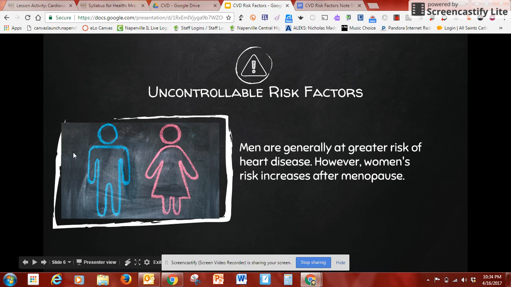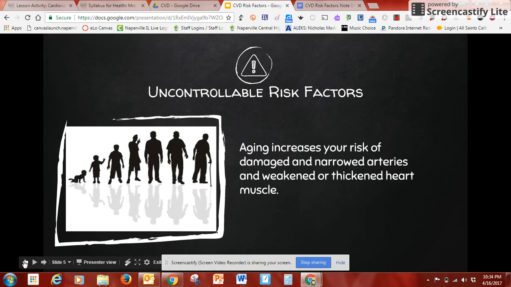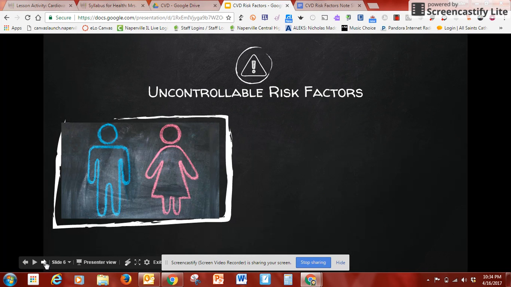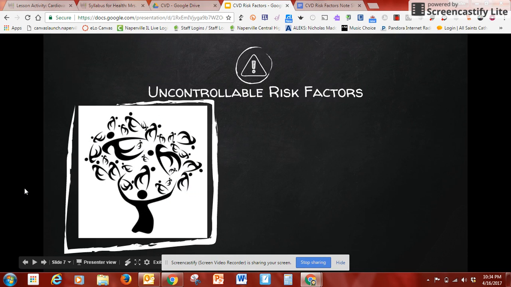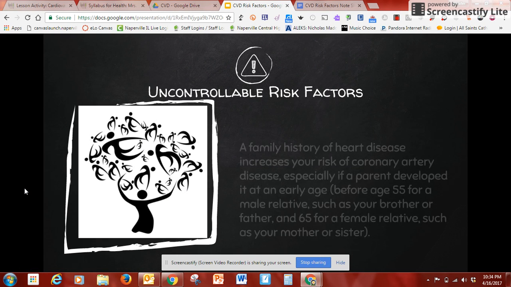So these are two uncontrollable risk factors so far. We said that age is the first thing that you cannot control. And then our second uncontrollable risk factor is gender. A third uncontrollable risk factor, we see a tree there. Hopefully you're thinking family history or heredity.